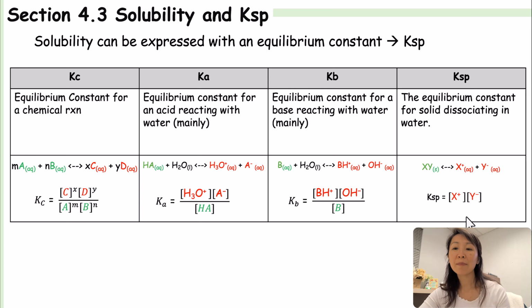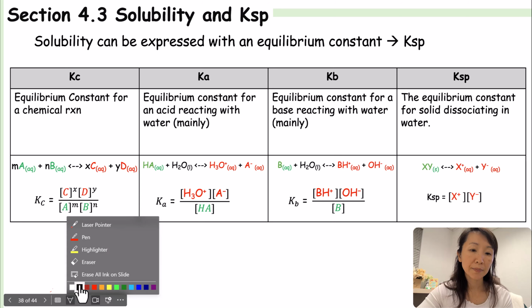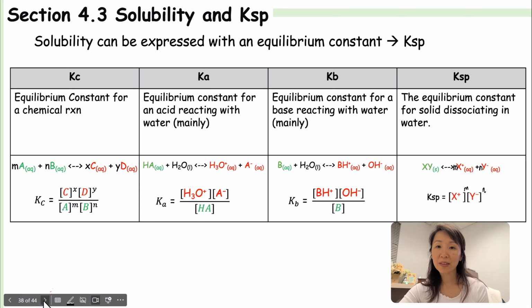There's one more thing I'm missing here, and that would be, if I were to have coefficients of m and n, then we would have to the m power and to the n power. Okay. All right, so let's do an example to illustrate this.